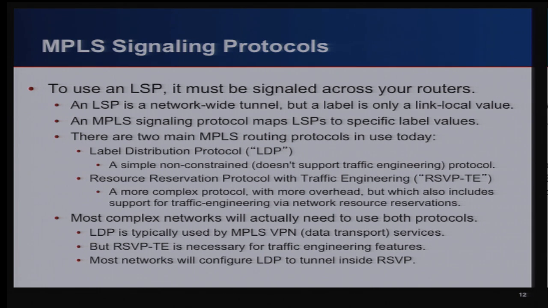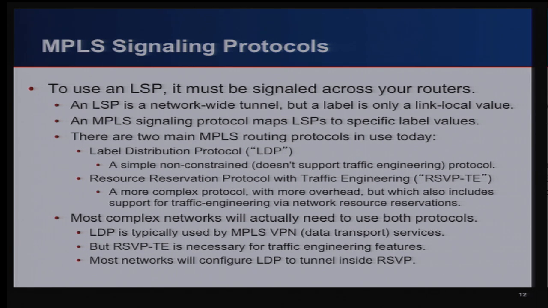It only tells you how to get to the next router and what you do with it. So you need a signaling protocol to coordinate this across your network. There's two main signaling protocols that people use. The first one, the simplest one, is LDP, the Label Distribution Protocol. It's very simple, it's very straightforward, and it will distribute your labels. But the one thing it doesn't do is help you do a lot of complex traffic engineering.